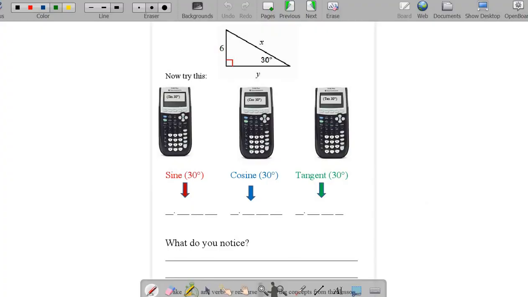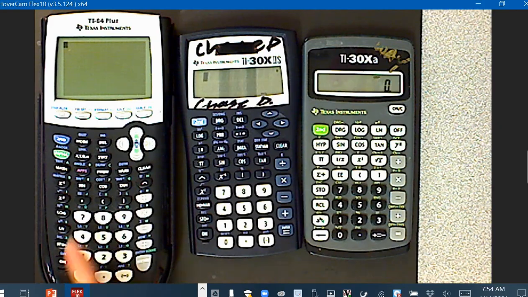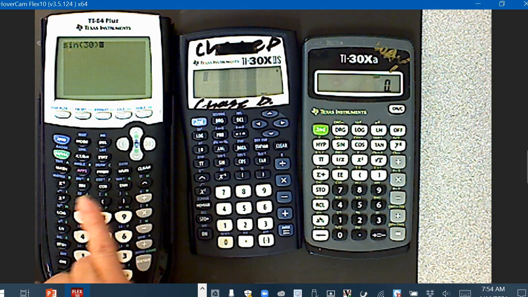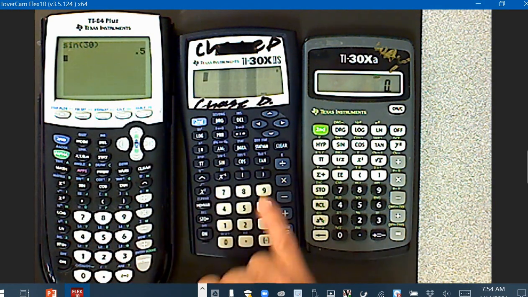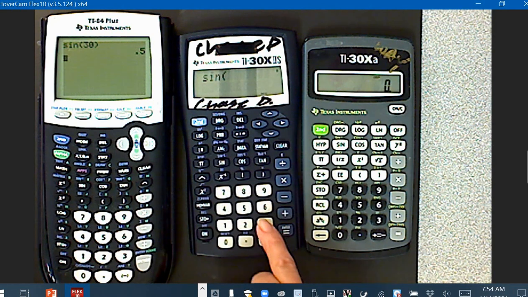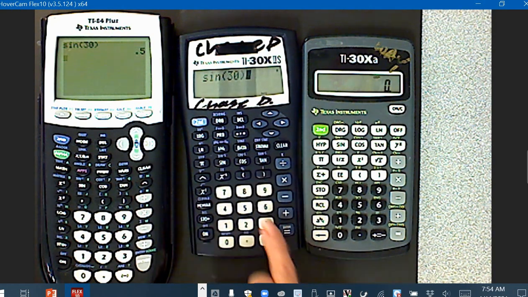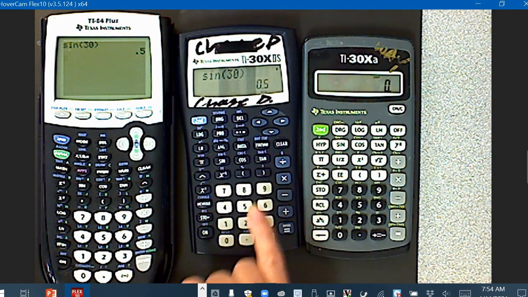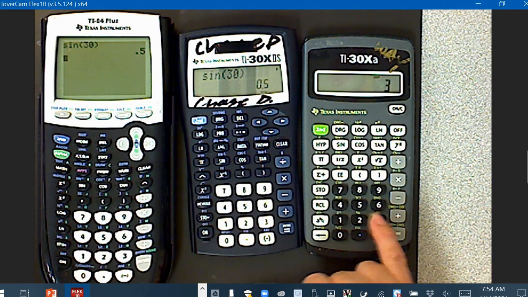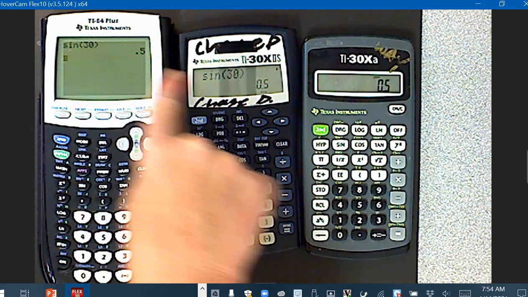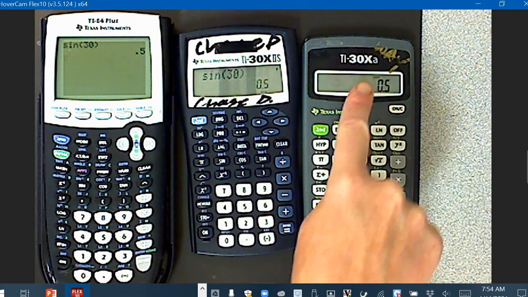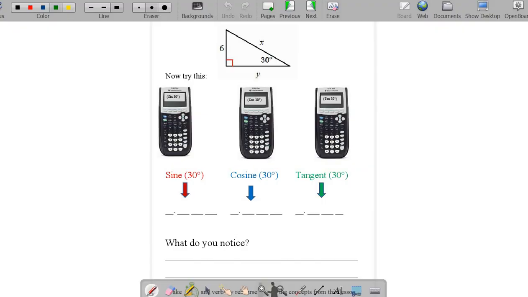So let's see what happens here. We're going to do what's called the sine of 30. Watch. Sine 30, enter. Sine 30, close up that parenthesis, enter. This calculator, you go the other way. 30 sine. Notice you're getting the exact same thing.